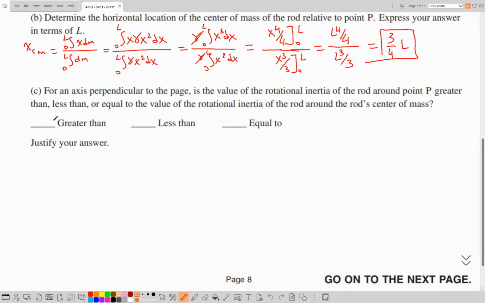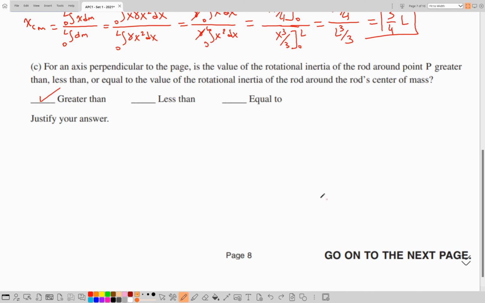Then let me say greater than. And remember, even if you were not sure, you should justify your answer properly. Don't leave it blank; choose any one of these, because there is no penalty for a wrong answer, and they would give you a mark for the correct choice.